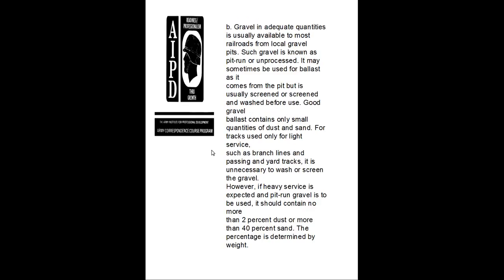Gravel in adequate quantities is usually available for most roadbeds from local gravel pits. The gravel is known as pit run when unprocessed. Sometimes it may be used as ballast as it comes from the pit, but usually it is screened and washed first. In good gravel ballast, there is only a small quantity of dust and sand. For tracks used for light service, such as branch lines and passing and yard tracks, it is unnecessary to wash and screen the gravel. However, where heavy service is expected, pit run gravel is to be used. It should contain no more than 2% dust and no more than 40% sand. The percentage is determined by weight.